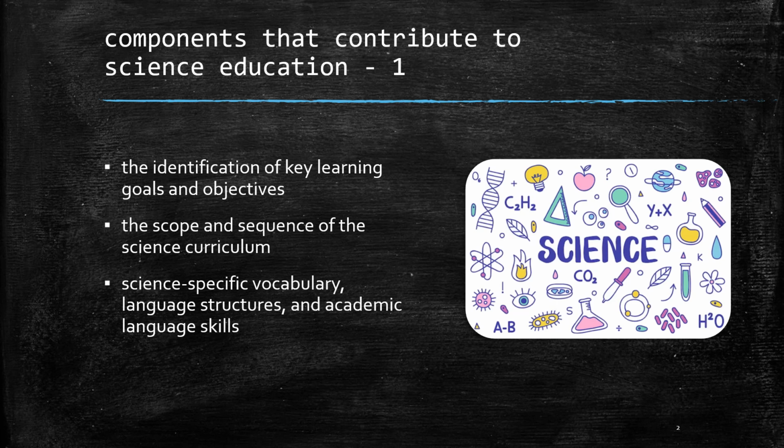Firstly, the curriculum development process begins with the identification of key learning goals and objectives. These goals define what students should know and be able to do in science by the end of each grade or level. They are often aligned with national or international standards to ensure consistency and quality across different educational settings.